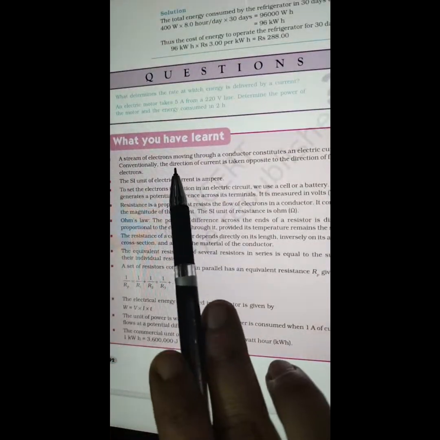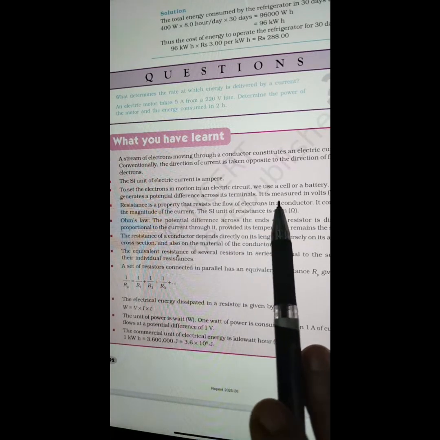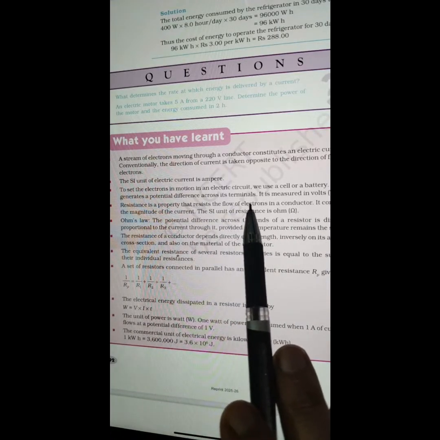A stream of electrons moving through a conductor constitutes an electric current. Conventionally, the direction of current is taken opposite to the direction of flow of electrons. The SI unit of electric current is ampere. To set the electrons in motion in an electric circuit, we use a cell or a battery. A cell generates a potential difference across its terminals. It is measured in volts or V.